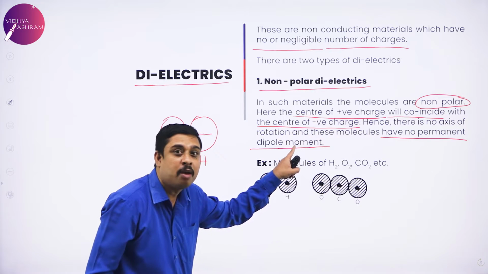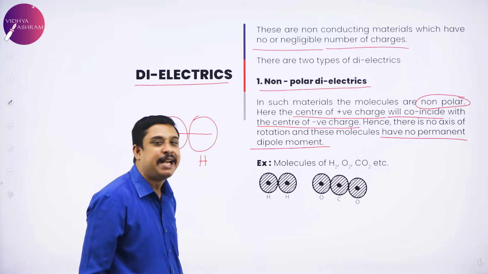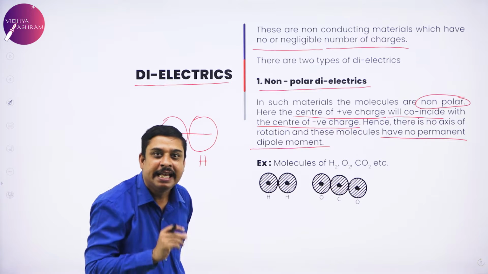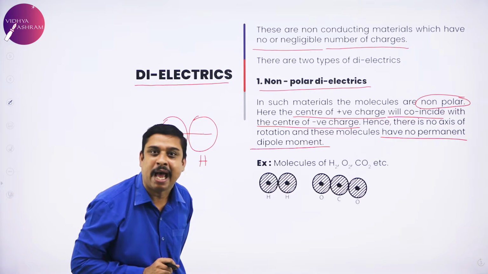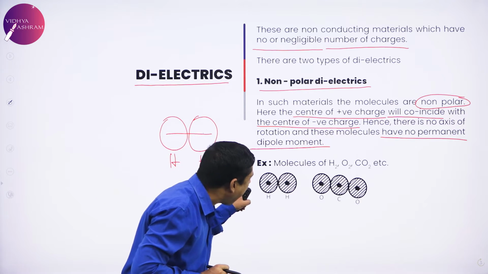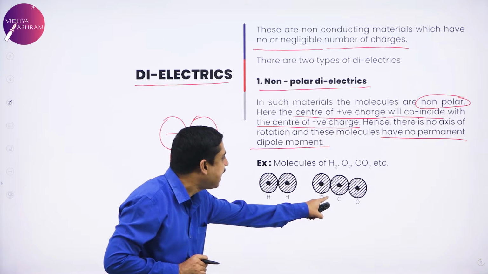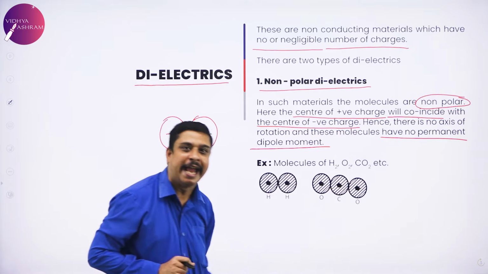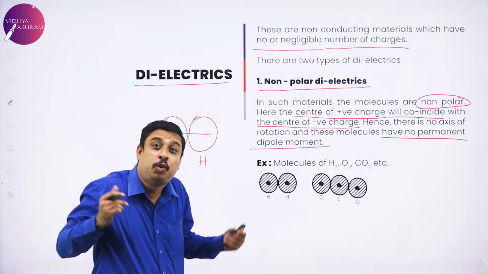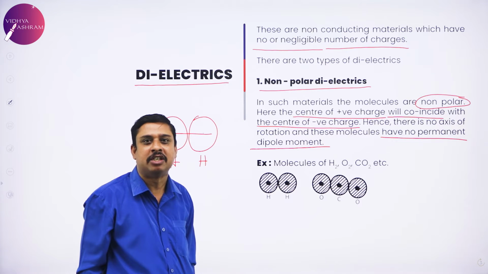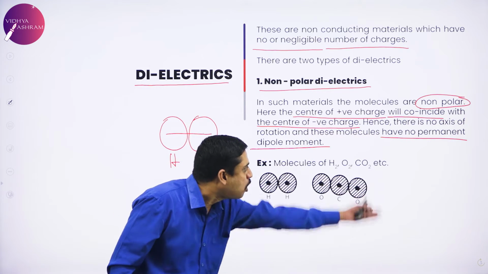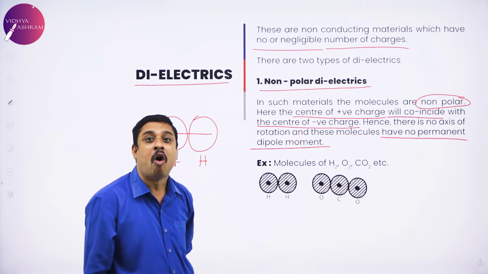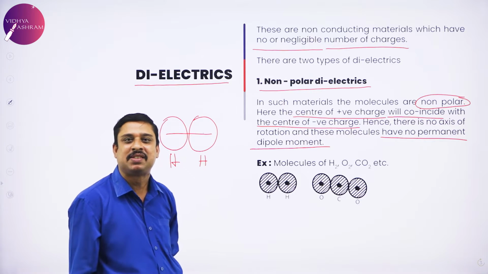Just recall this word dipole moment, some rotation inside an electric field. Here, permanent rotation cannot happen because there is no fixed axis of rotation. Again, if you see CO2, all the three centers are coinciding, because of which I don't have an axis of rotation, because of which they cannot possess permanent dipole moment, and such molecules are non-polar dielectrics.